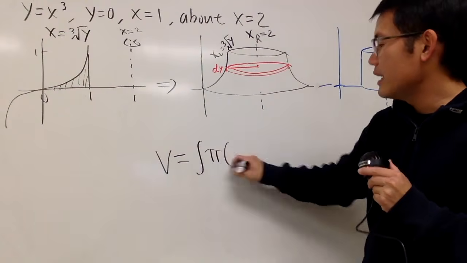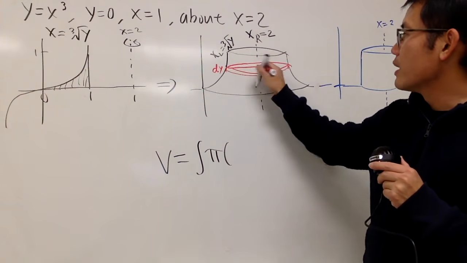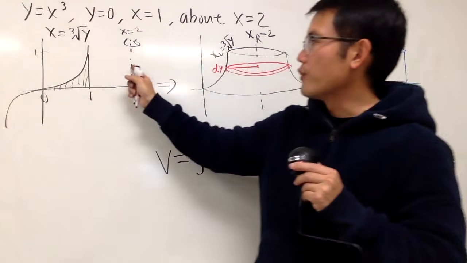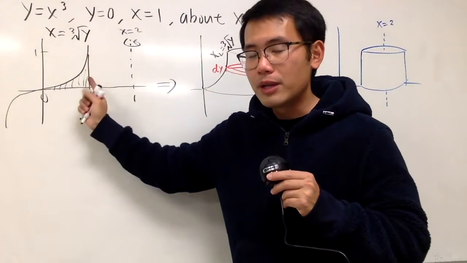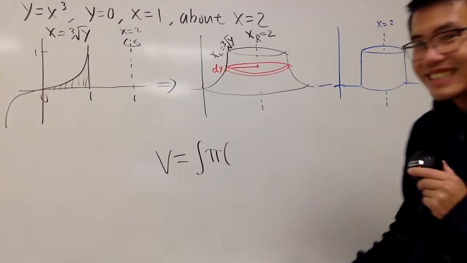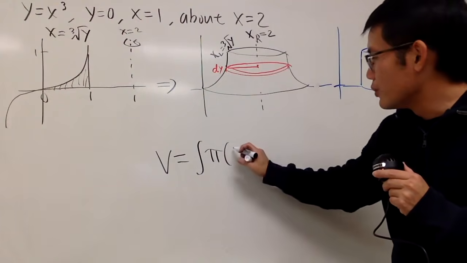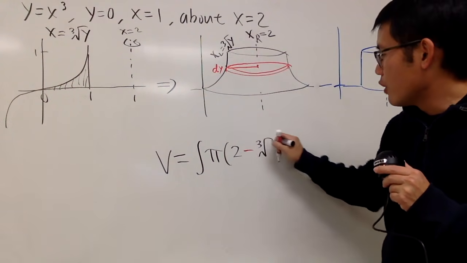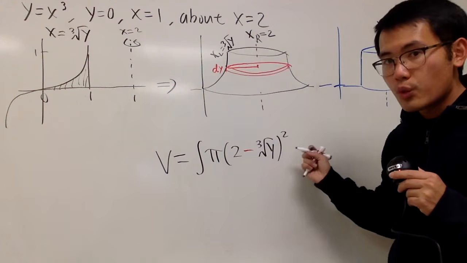Well, let's put on the pi. The radius is from here to here. And again, I draw it from here to here because we're going from here to here, right? Always refer back to the original because the equation is right here. So here we have 2. And then we are going to minus the cube root of y. And then don't forget to square that.